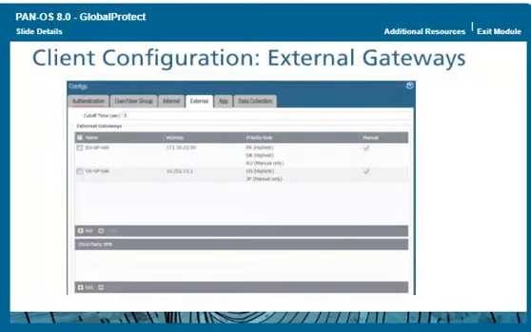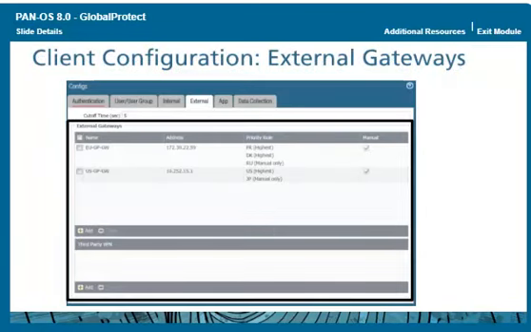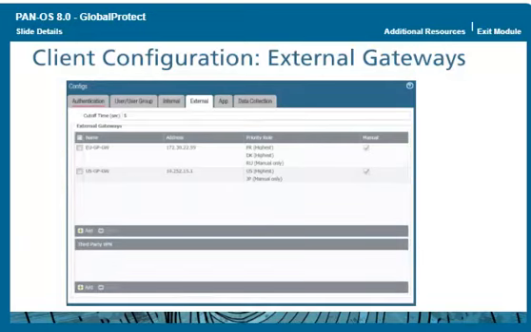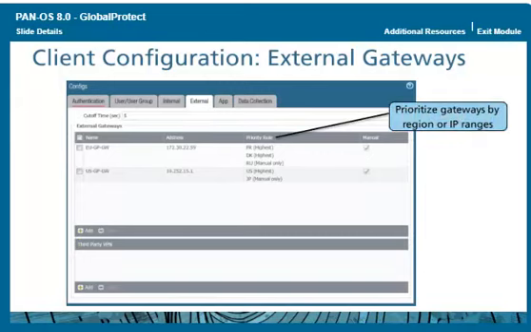For external gateways, the client contacts all of the gateways and establishes a tunnel with the best firewall based on SSL response time and priority value. Priority can be further defined by region. All traffic is sent through this gateway.